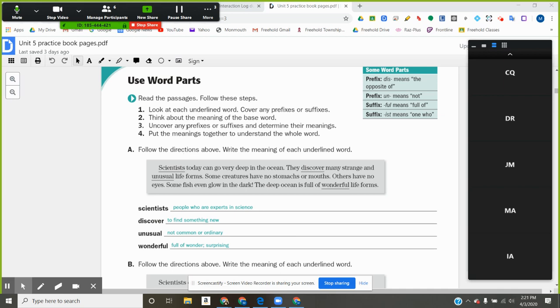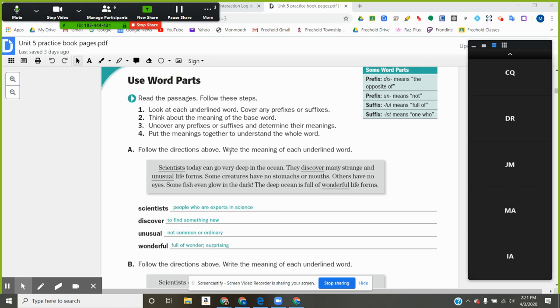So following the directions above, which is just what we talked about before, find the base word, figure out if it's a suffix or prefix, and what they mean. Write the meaning of each underlined word. So I'll read this really quickly and then we'll go through it.